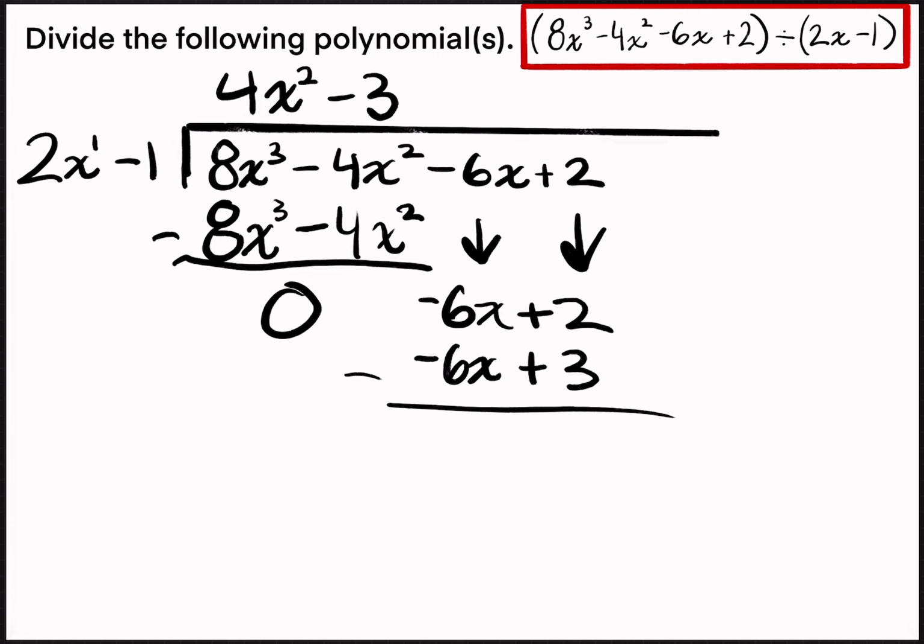But if you're subtracting a negative minus another negative, that would basically be adding. So this would kind of turn into a positive. That would give us 0. And then positive 2 minus positive 3 would give us negative 1. That makes that our remainder.